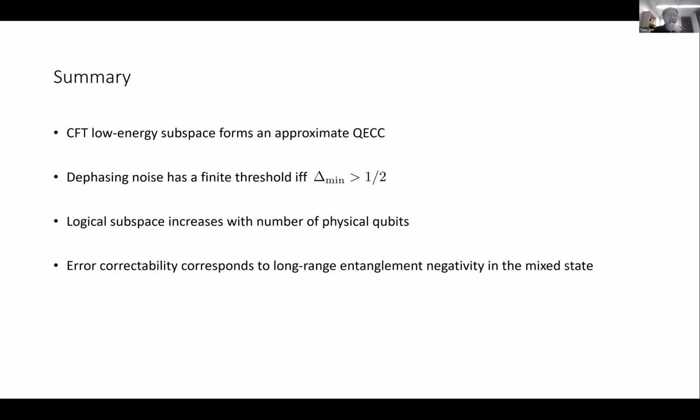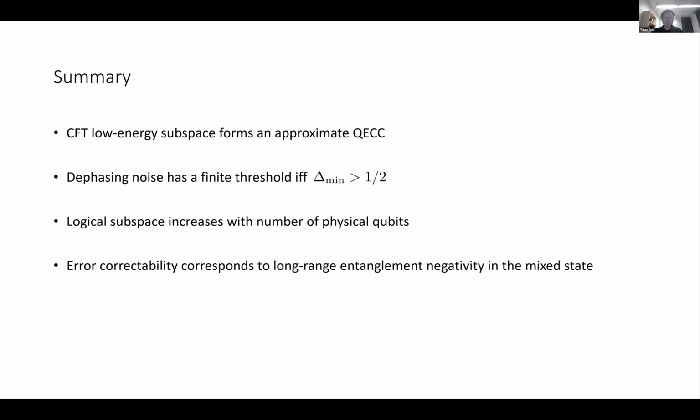So to summarize, we have shown that the CFT low-energy subspace forms an approximate quantum error correction code, and dephasing noise has a finite error threshold if and only if the scaling dimension is bigger than 1/2. That's the main result of our paper. And finally, the logical subspace could increase, but not too much, with the number of physical qubits.